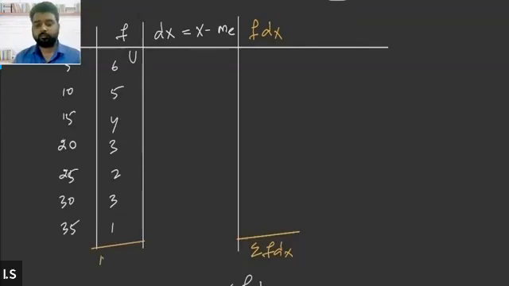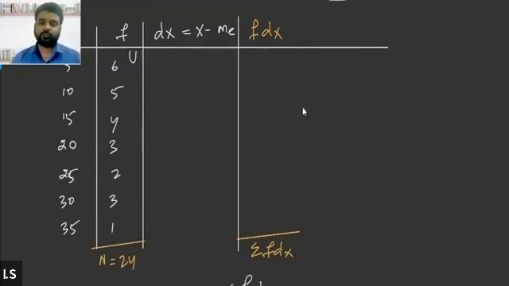Yes, sir. And the sum total of frequency will be called the total number of items. So n, in this case, will be sigma f. So 6 plus 5 is 11, 11 plus 4 is 15, 15 plus 3 is 18, 20, 23 and 24. So 24 is the total number of items.